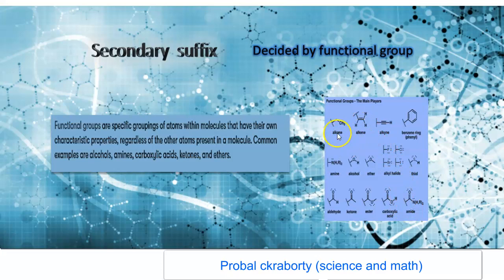One is alkane. Alkane means carbon has only single bonds. Alkene, the carbon has a double bond. Alkyne, carbon has a triple bond. And benzene ring means phenyl. Amine, alcohol means OH, ether. Alkyl halide, thiol, aldehyde, ketone, ester, carboxylic acid, amide.